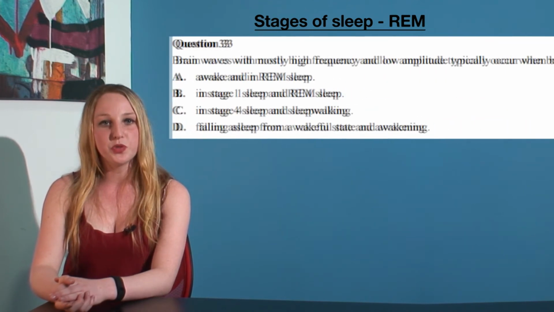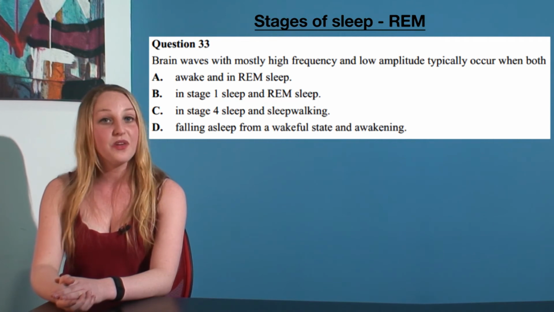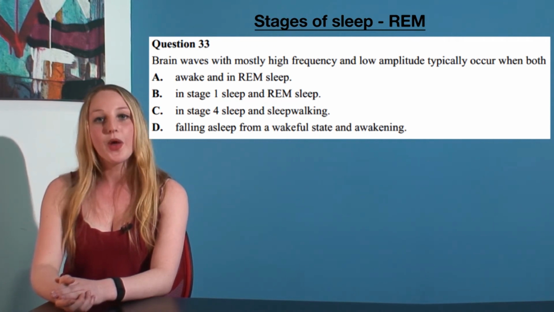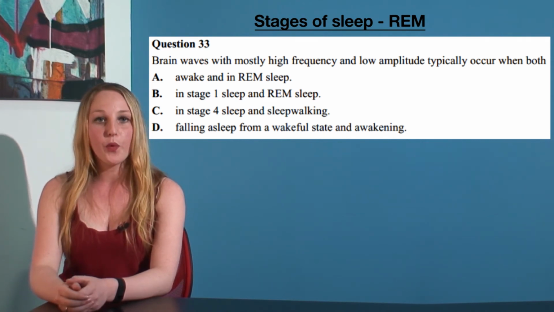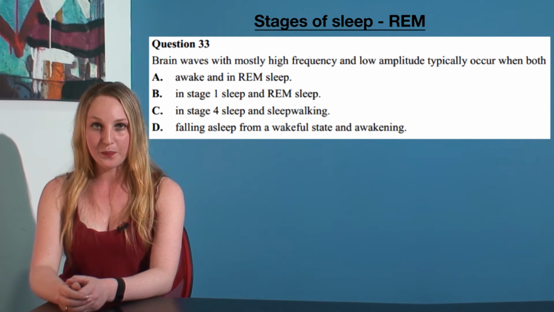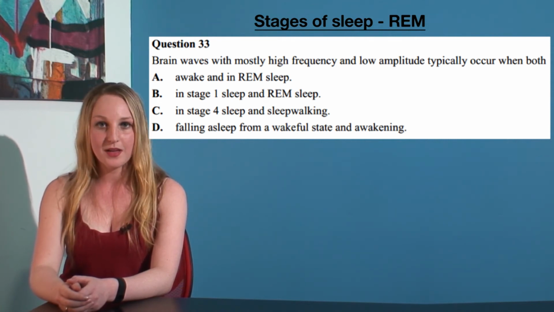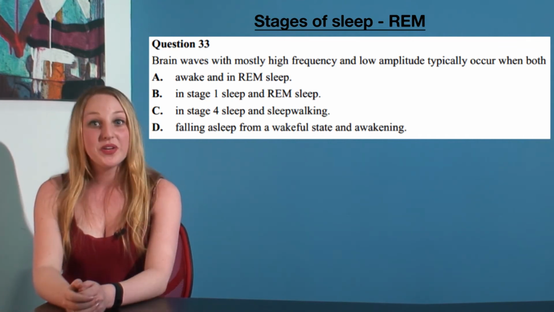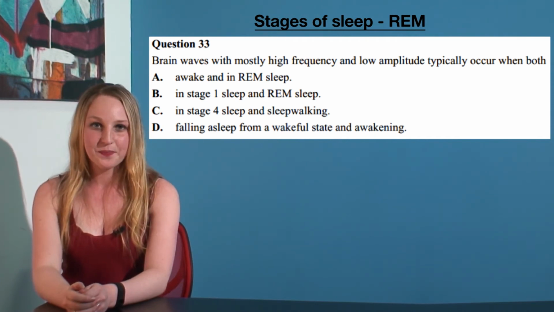Here is a multiple choice question from the 2013 VCE exam. It reads, brainwaves with mostly high frequency and low amplitude typically occur when both A. awake and in REM sleep, B. in stage 1 sleep and REM sleep, C. in stage 4 sleep and sleepwalking, or D. falling asleep from a wakeful state and awakening.